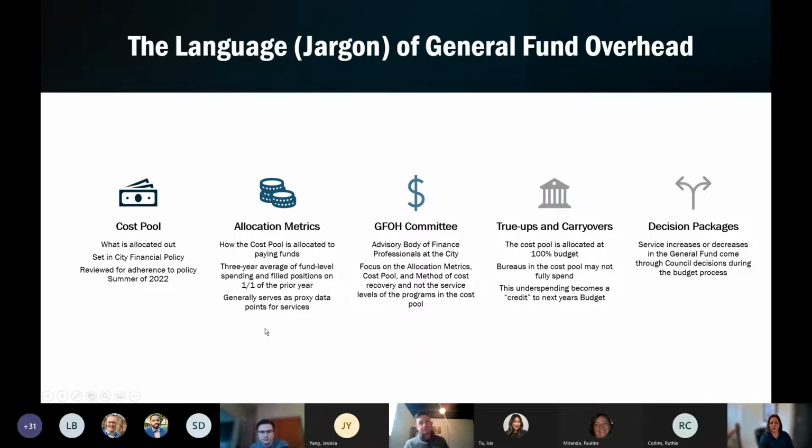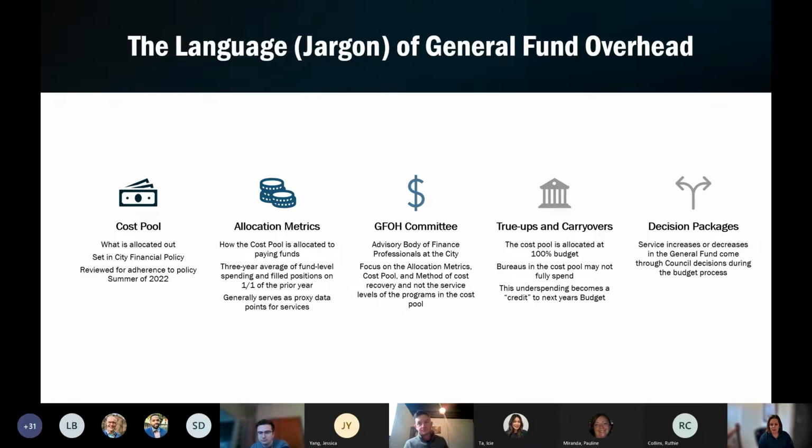so just recently. And to the point that Peter made earlier in this presentation, that is where we brought forward through the overhead committee a recommendation to council to adjust some programs in the cost pool that were no longer meeting the instruction or intent of the cost pool as described in city financial policy.